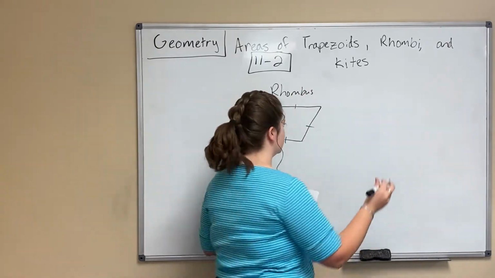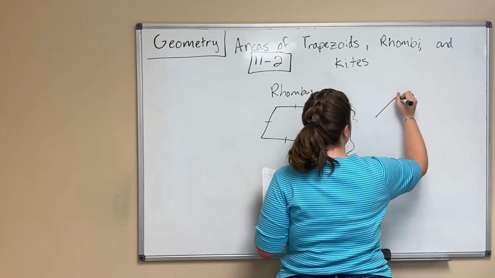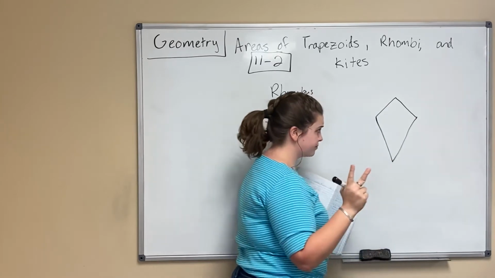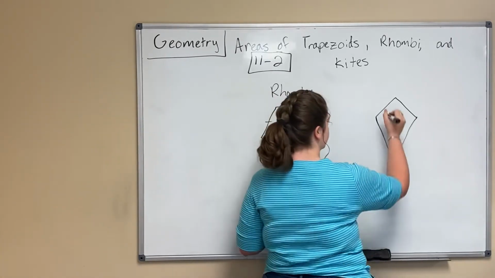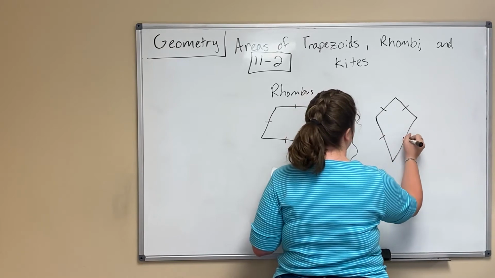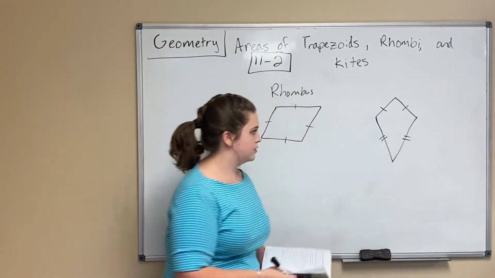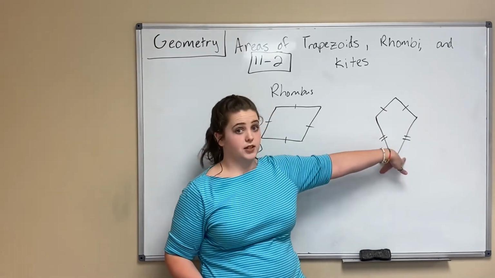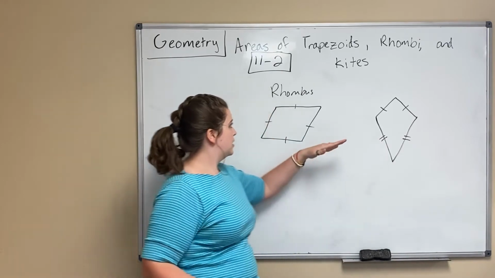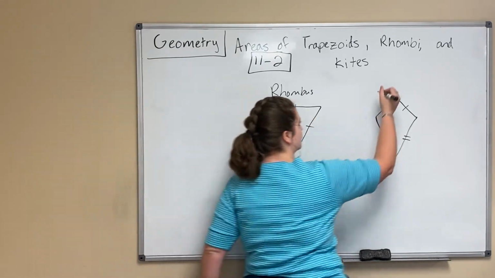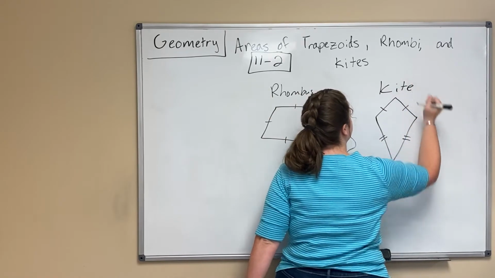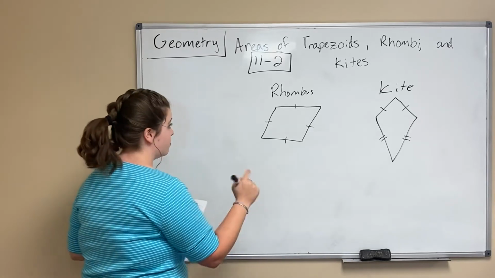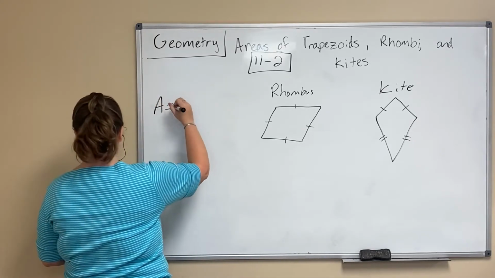A kite is similar but different in that kites only have two congruent sides, and it's the adjacent sides. So in a kite, these two that are next to each other are congruent, and these two that are next to each other are congruent. In a rhombus, all four are congruent. Let me label this. Kite. Rhombus, kite.